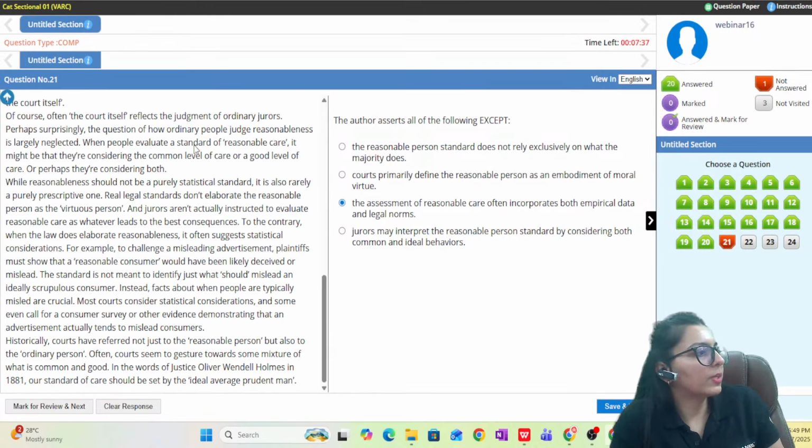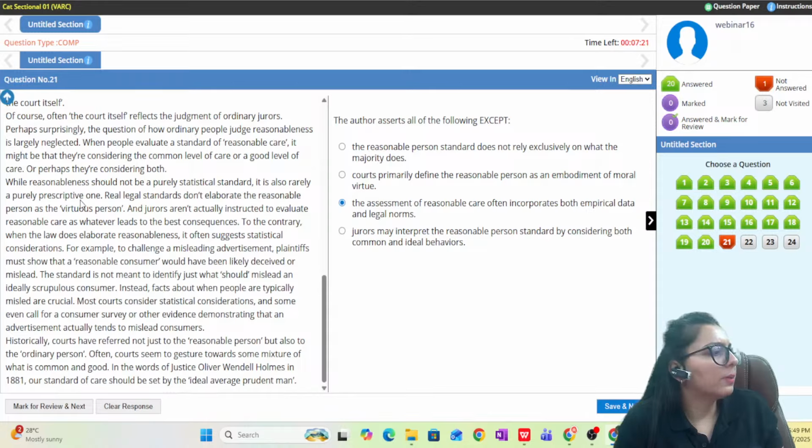Perhaps surprisingly, the question of how ordinary people judge reasonableness is largely neglected. When people evaluate a standard of reasonable care, it might be that they're considering the common level of care or a good level of care, or perhaps they're considering both. While reasonableness should not be a purely statistical standard, it is also rarely a purely prescriptive one. Real legal standards don't elaborate the reasonable person as a virtuous person. The jurors aren't actually instructed to evaluate reasonable care as whatever leads to the best consequence. To the contrary, when the law does elaborate reasonableness, it often suggests statistical consideration.